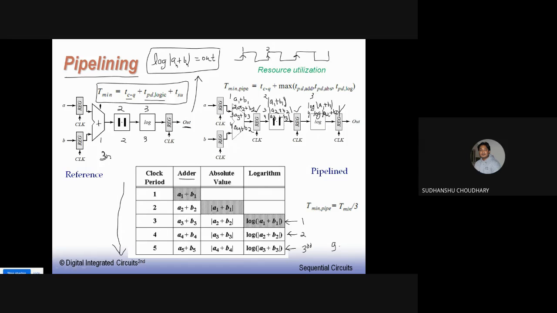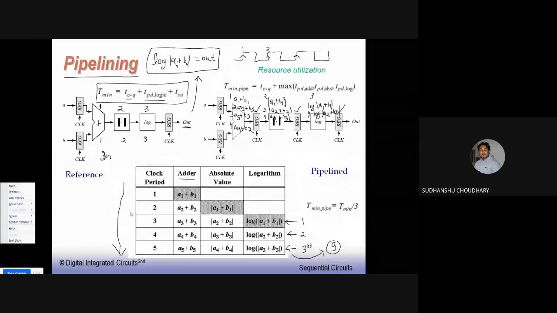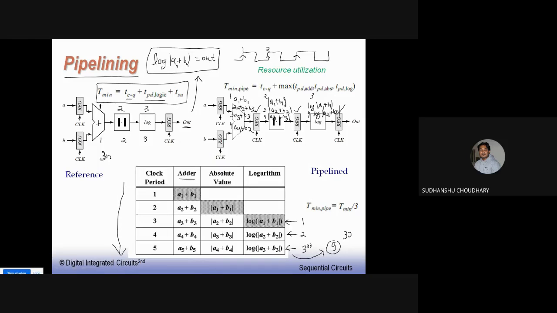Right? So after 9 clock cycles, log of mod of A3 plus B3 would have been available if you have a non-pipeline system. But here you will get log of mod of A3 plus B3 after just 5 clock cycles. Similarly, let us say we have 30 sets of data, so A1 to A30 and B1 to B30. The total time taken by the pipeline system will be 32 clock cycles to process 30 individual sets of data.